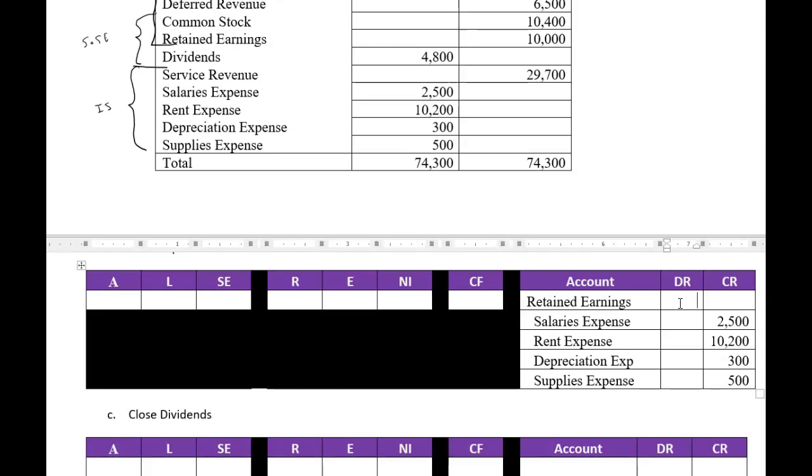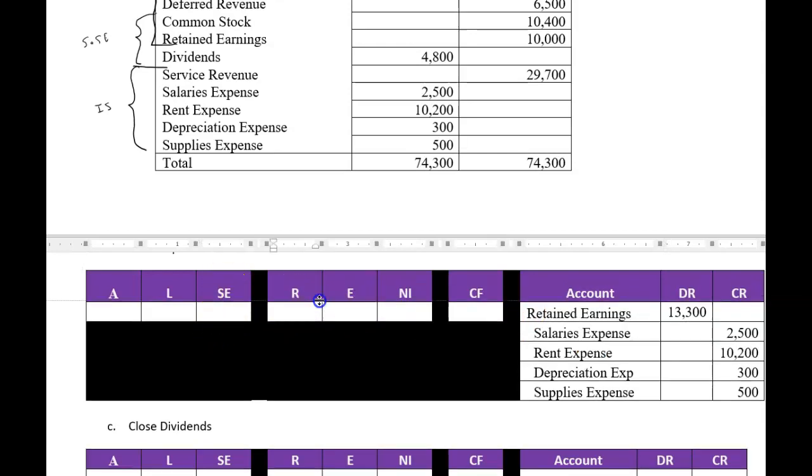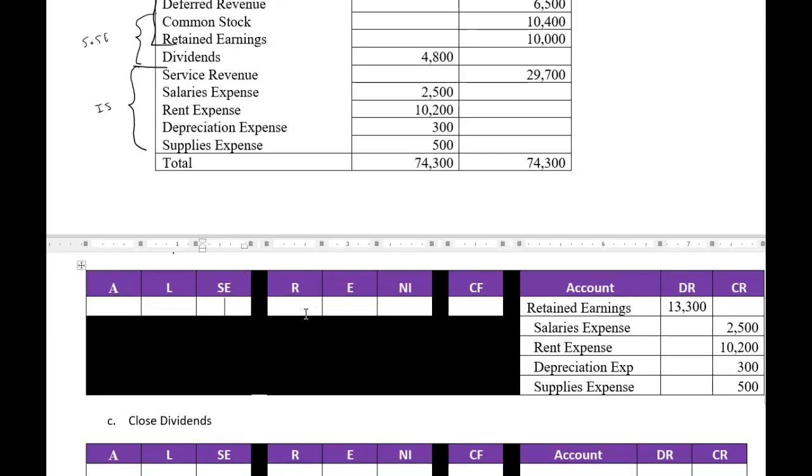And we're going to move that balance, which was $13,300, I believe it was. We're going to move that $13,300 into our retained earnings, relocate it. Again, no impact to our financials. Just to show there's no impact, okay? Now, you could put a plus and minus to equity, but we've already produced the financial statements.